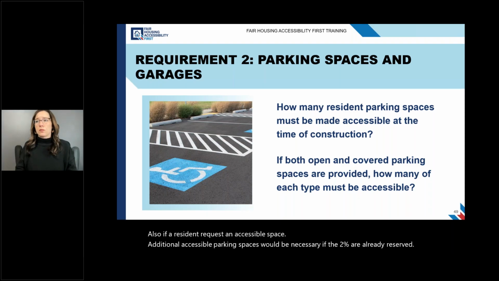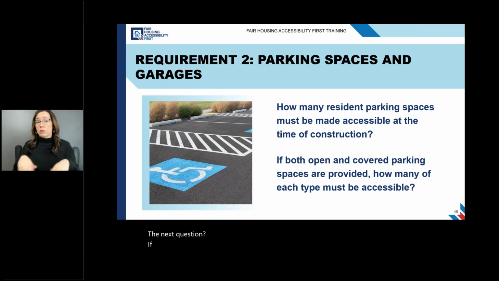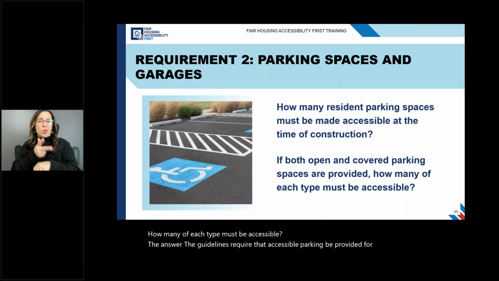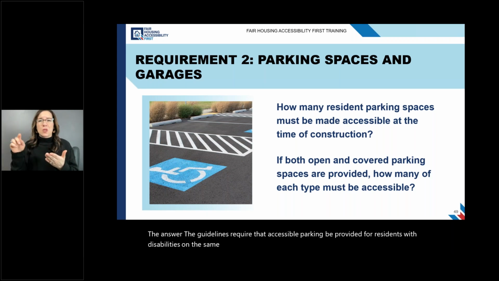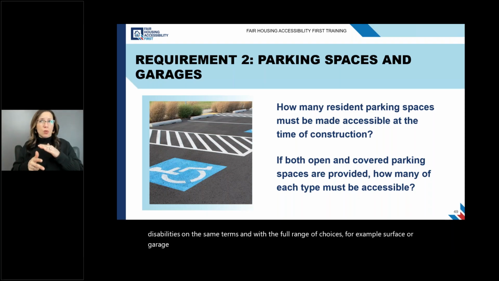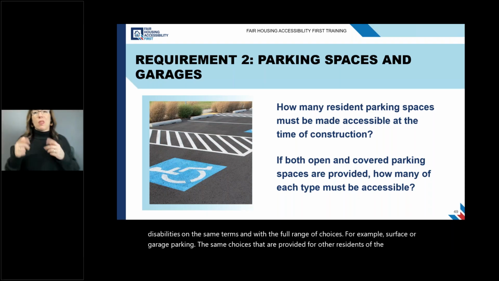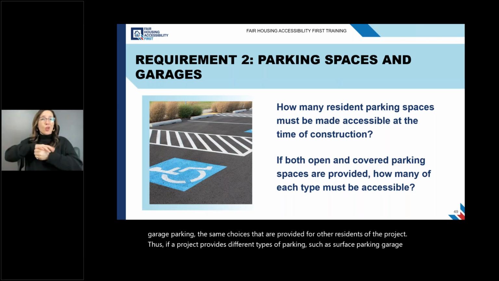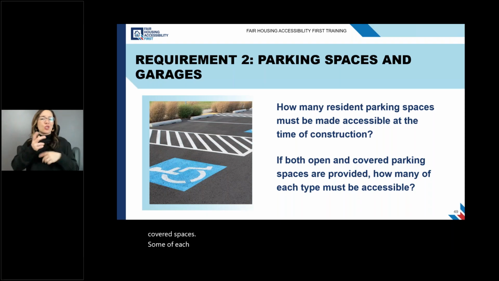The next question, if both open and covered parking spaces are provided, how many of each type must be accessible? The answer, the guidelines require that accessible parking be provided for residents with disabilities on the same terms and with the full range of choices. For example, surface or garage parking, the same choices that are provided for other residents of the project. Thus, if a project provides different types of parking, such as surface parking, garage, or covered spaces, some of each type must be made accessible.